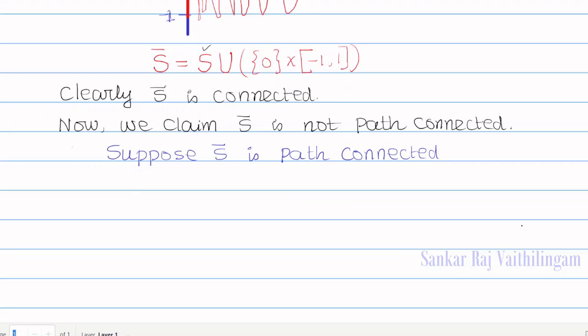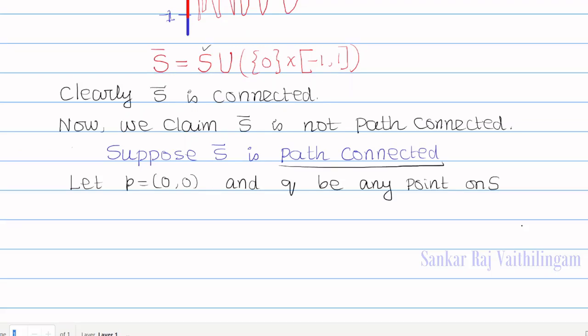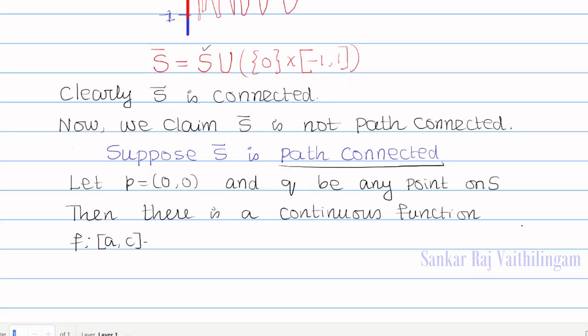Suppose it is path connected. Let P, which is equal to 0,0, be on the vertical line, and Q be any point on S closure, my curve. Since it is path connected, then there is a continuous function, I call it F, from some closed interval a comma c to R2.